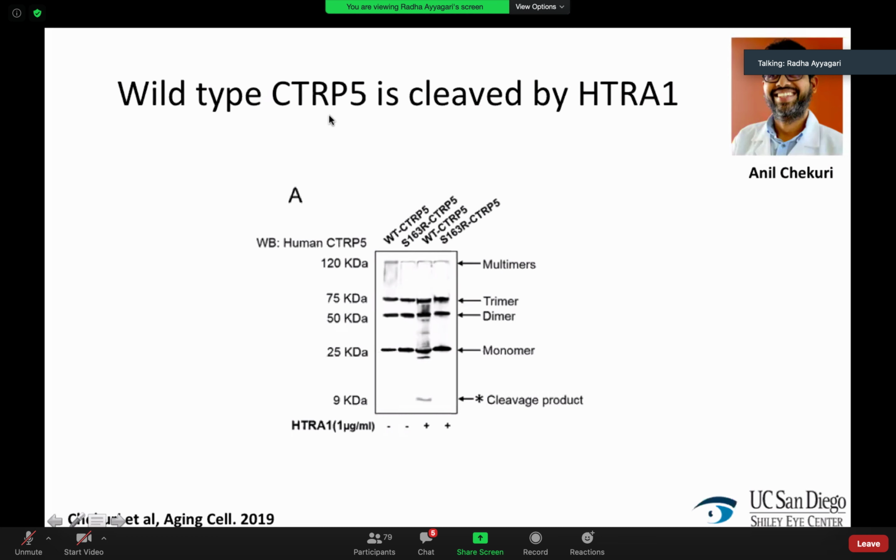Now that we know CTRP5 enhances the activity of HTRA1, and HTRA1 is a serine protease, we tested whether HTRA1 cleaves CTRP5. Here I'm showing the wild type CTRP5 and the mutant CTRP5. This is the pattern you see without HTRA1. When we added HTRA1, we see the presence of cleavage products with wild type CTRP5, whereas in the case of the mutant CTRP5, we did not detect the cleavage products, suggesting there is an impact of the mutation on cleavage of CTRP5 by HTRA1.